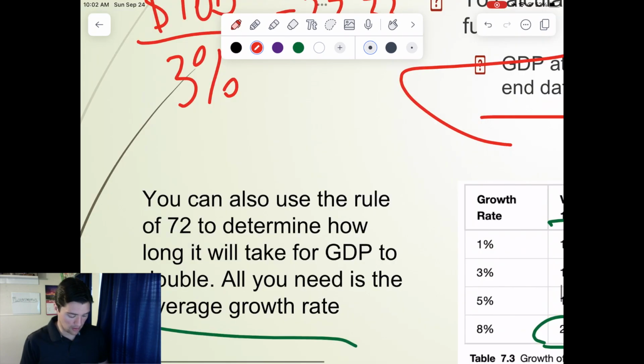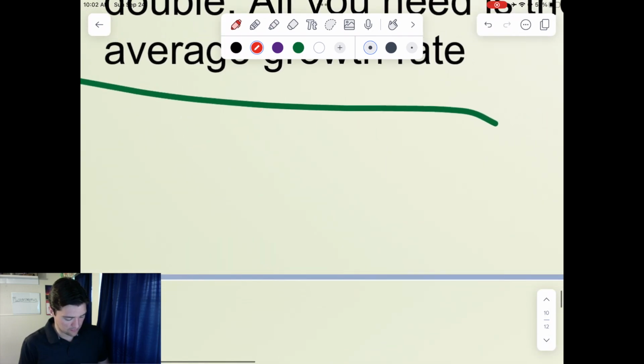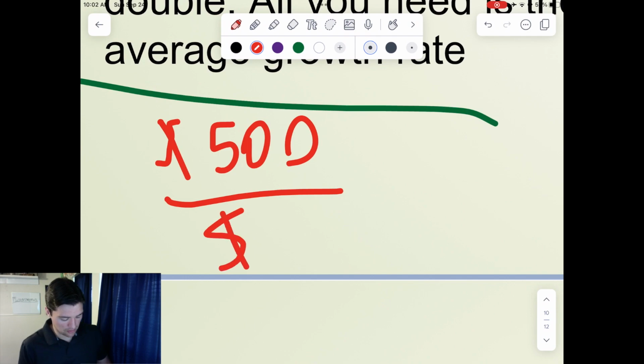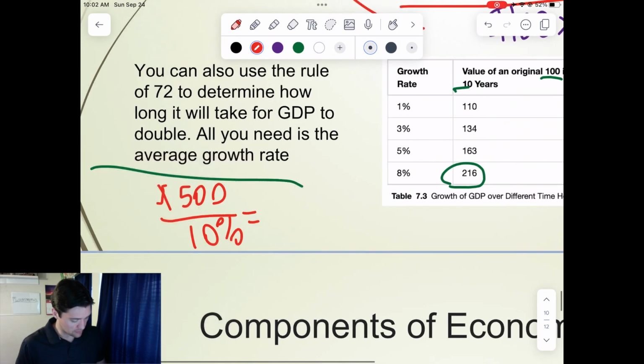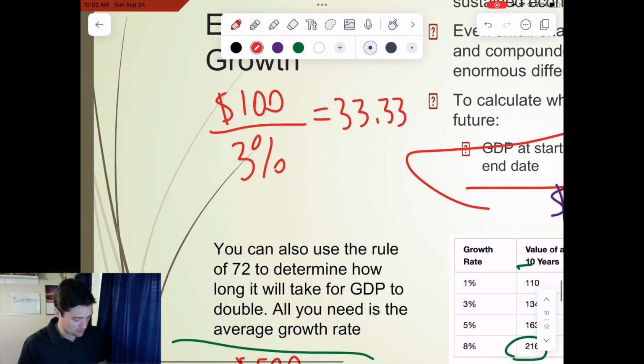So like if you had, let's say, $500 and you put it in a bank account that paid you 10% interest, you would just do 500 divided by 10 and it should double. Oh, sorry. I'm sorry, hold on. Oh, 72. Sorry, I messed this up.